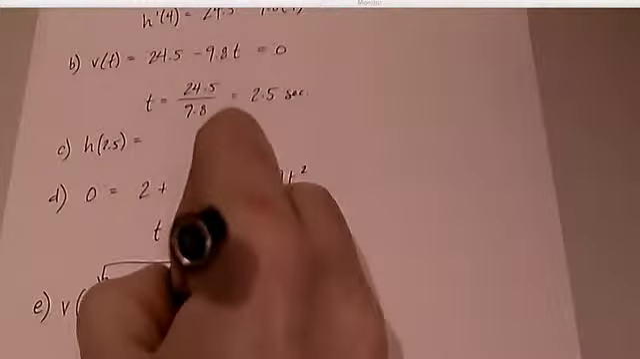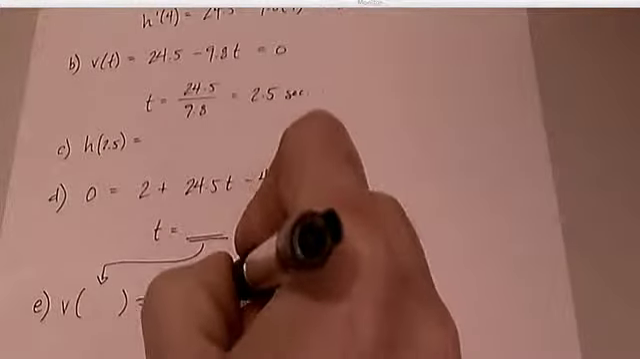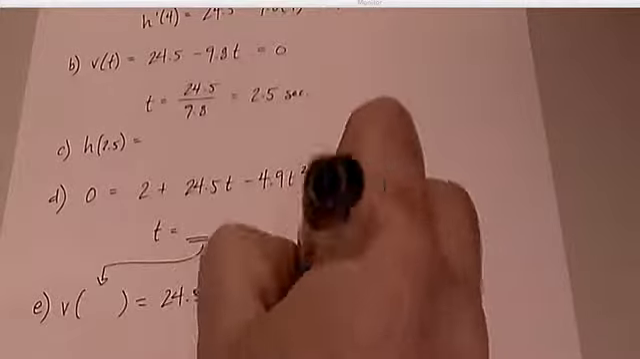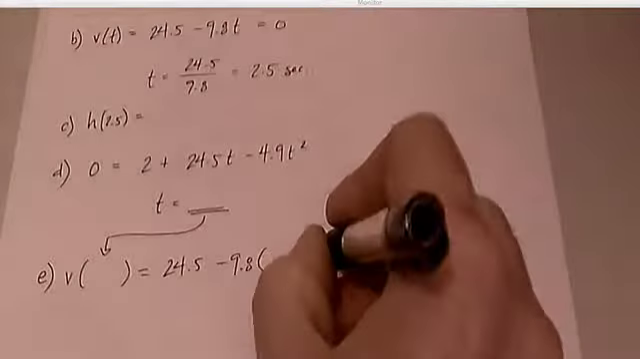Now, the question then is, with what velocity does it hit the ground? Okay, well, whatever time this winds up saying, we then take this value and plug it into the velocity function, and I get 24.5 minus 9.8, whatever that value is, and that will be the velocity at which it hits the ground.